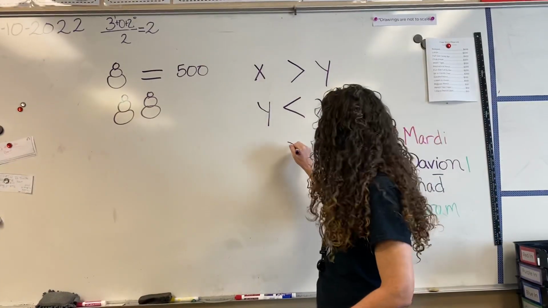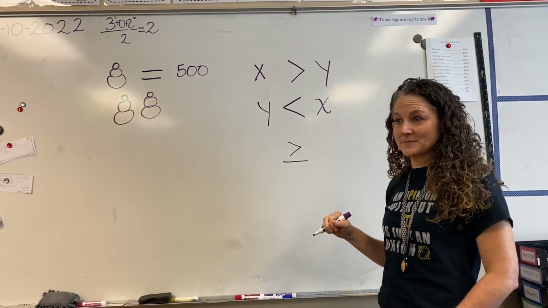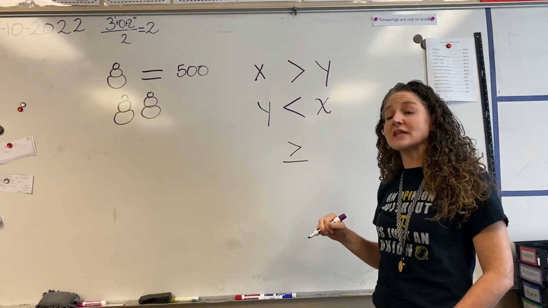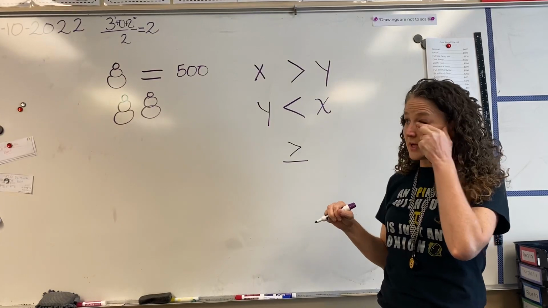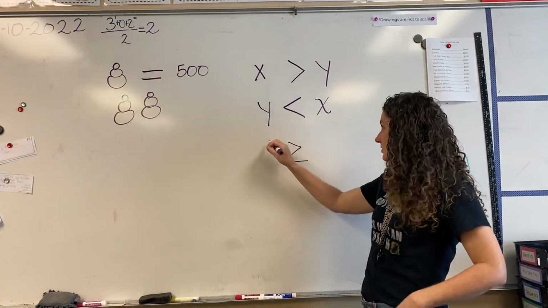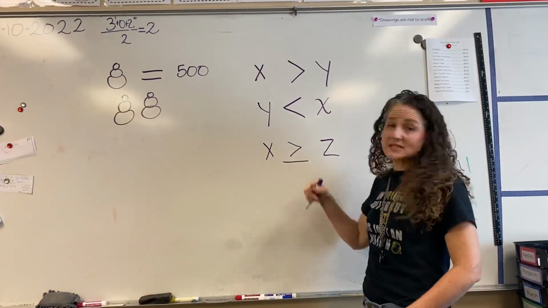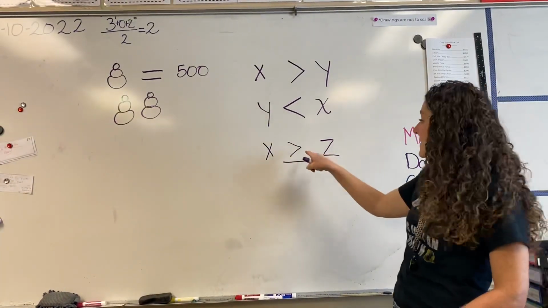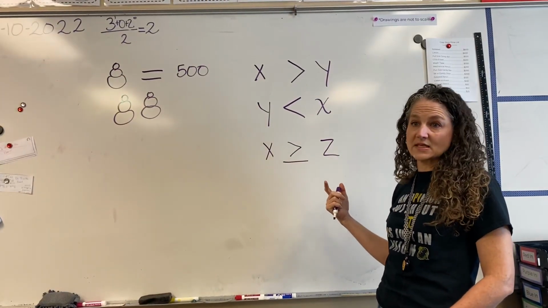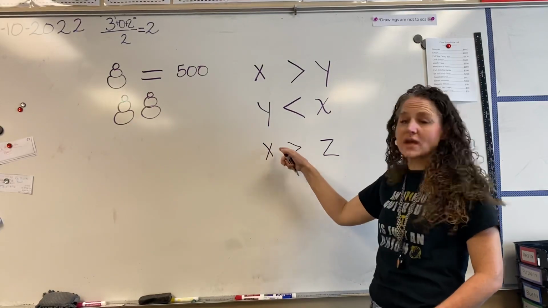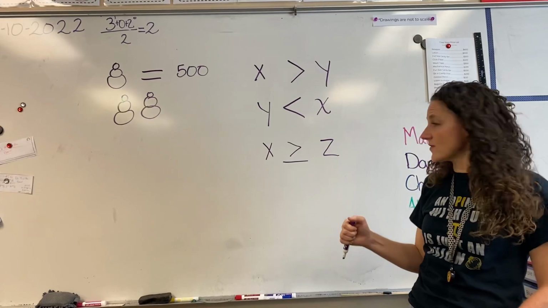What does this mean? It's greater than or equal to. So if I have X and Z, maybe X is bigger than Z, but maybe X equals Z, right? Could X and Z be the same? But would X ever be smaller than Z? No, X would never ever be smaller.